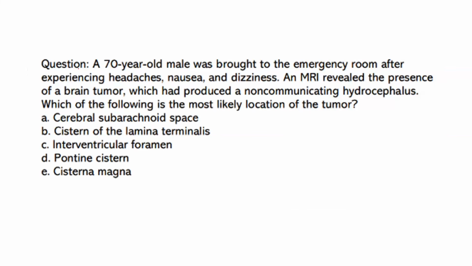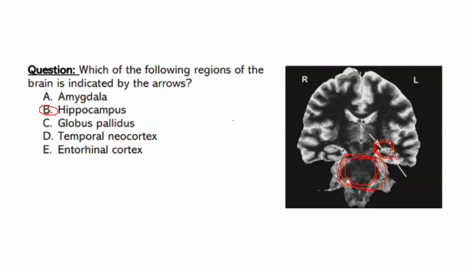A 70-year-old male is brought to the ER, experiencing headaches, nausea, dizziness. MRI revealed the presence of a brain tumor. He has a non-communicating hydrocephalus. Which of the following is the most likely location of the tumor? So he has non-communicating hydrocephalus, and he has dizziness, nausea, and MRI. So you're expecting something that's going to cause a block in the CSF tract, right? Cerebral arachnoid space. The last one was B.